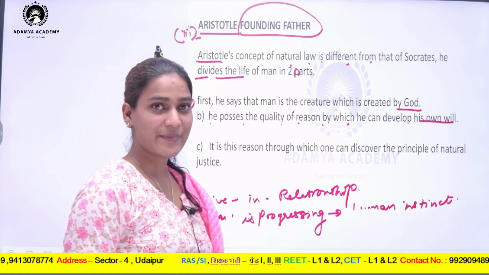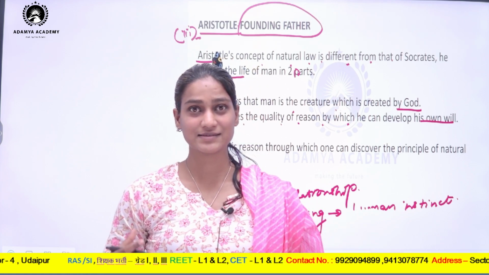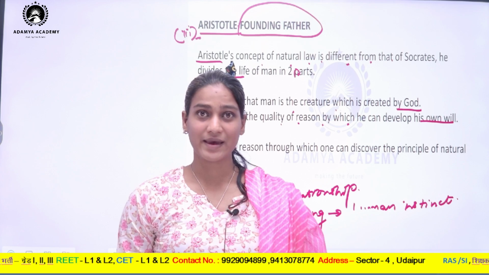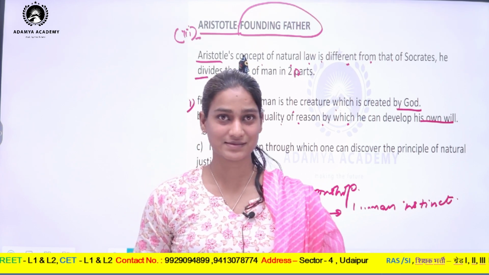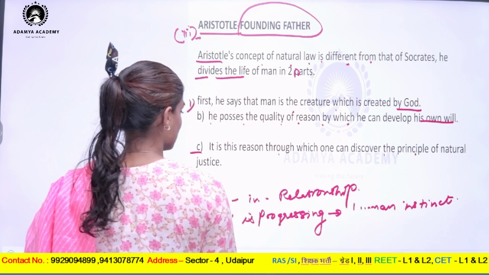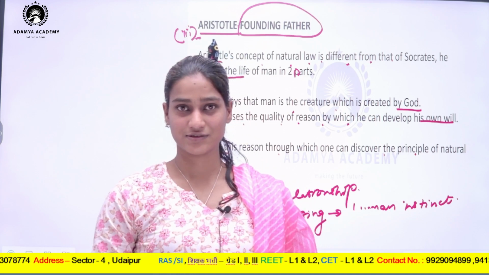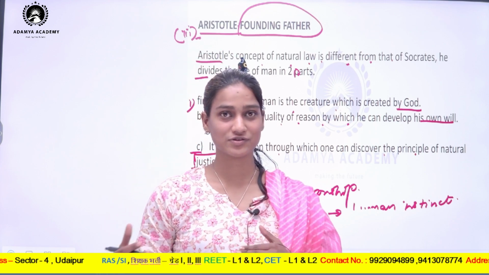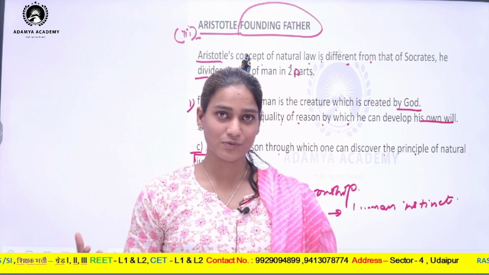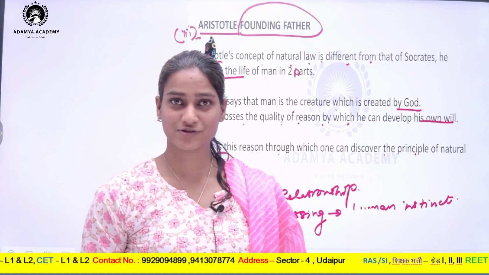So, according to Aristotle, man is a creature who is developed by God, and what differentiates man from animal is that he has his own ability to judge the circumstances, to judge the conditions, and behave accordingly. So, man has his own will, his own logic is what makes him different. It is this reason through which one can discover the principle of natural justice. So when man has his own will, then he has his logic behind why should I do this thing and why should I not do this thing. So he has reason in his mind. So there is no law needed in order to make him work in a fine way. So this is what Aristotle wanted to tell.